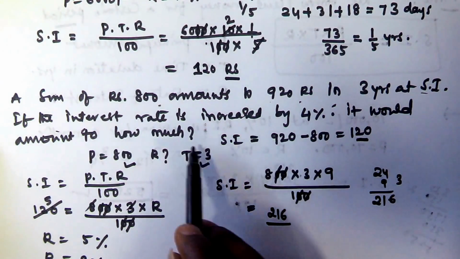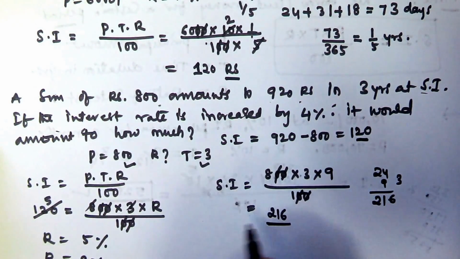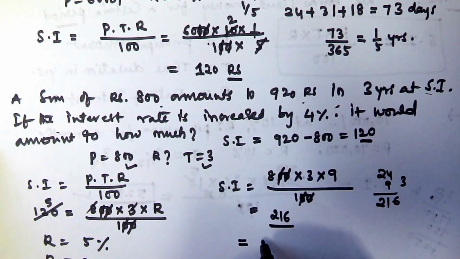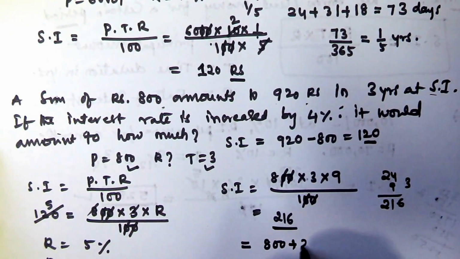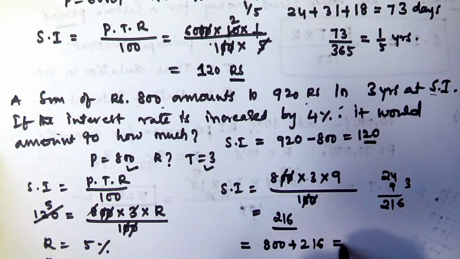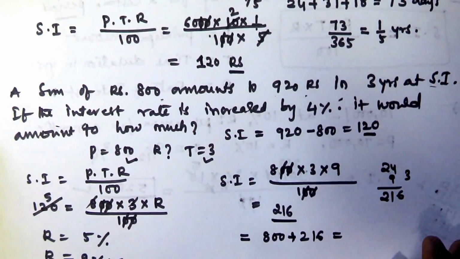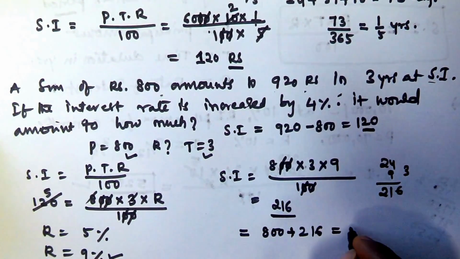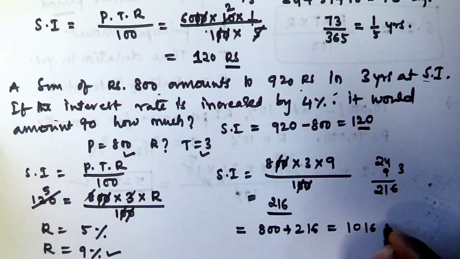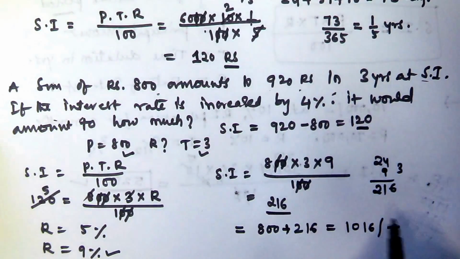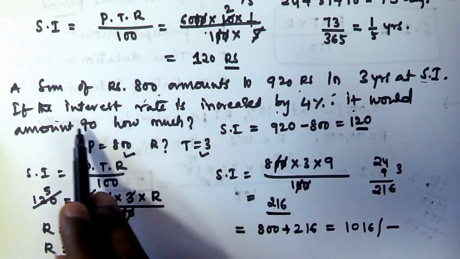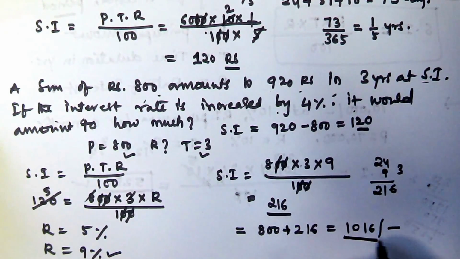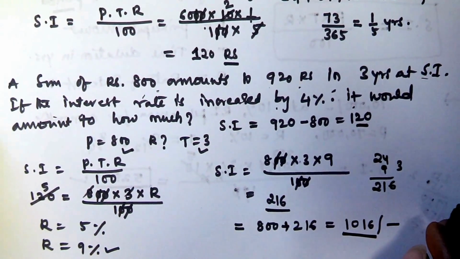But actually he is asking how much it would amount to. So the amount we get is the initial amount, that is 800, plus 216, the simple interest we get on this amount. Okay, so that is going to be 1016 rupees. So if the rate is increased by 4%, then 800 will amount to 1016 rupees.